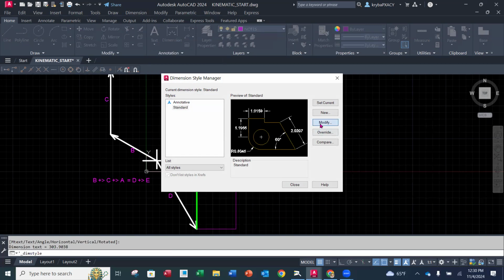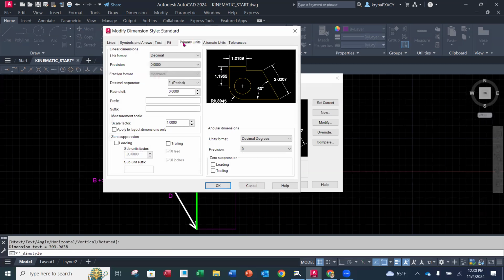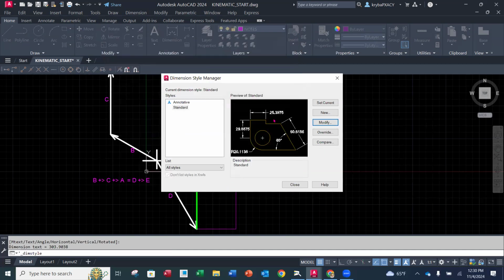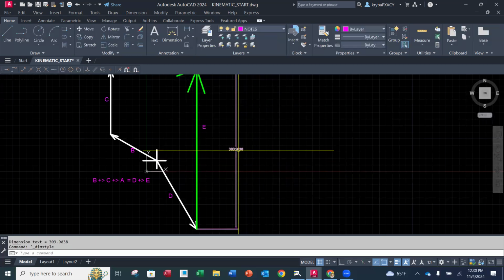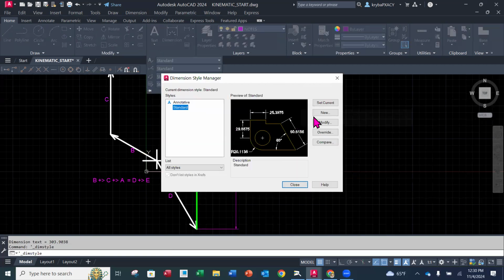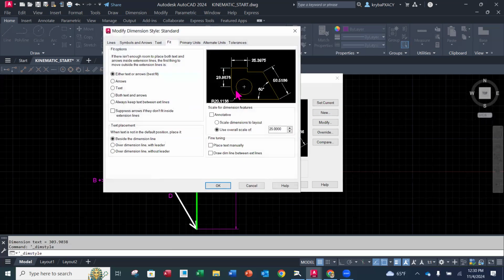So we're just going to go to modify as we've done in the past. We're going to go to fit tab, and the overall scale, I'm going to change this to 25. Okay. Set current and close. And I'm going to make it a little bit bigger. I am going to re-grab that. So dimension style manager, modify, and I'm going to change this to 30.